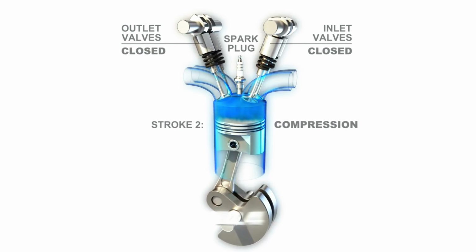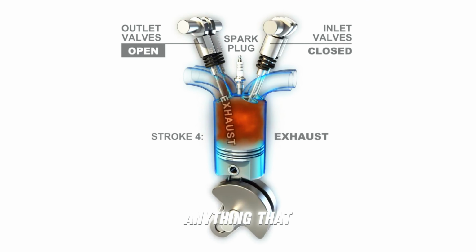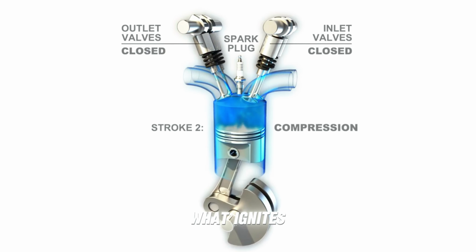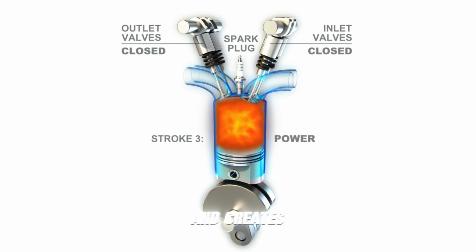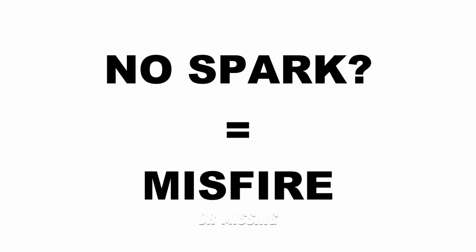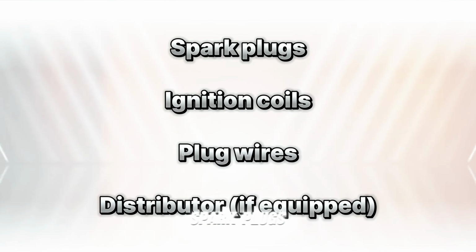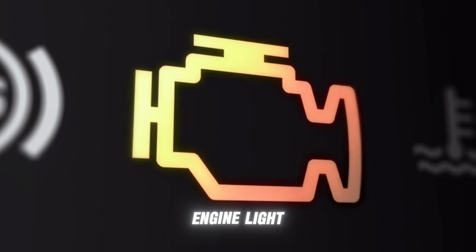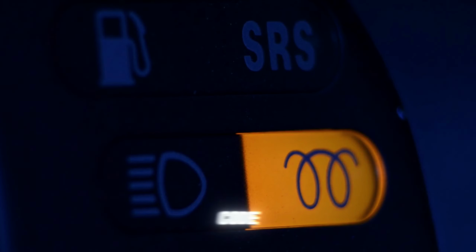Number 4. Look at the ignition system. Anything that disrupts spark will cause hesitation. Spark is what ignites the air-fuel mixture and creates power. If spark is weak or missing, you'll get misfires. Check these components: spark plugs, ignition coils, plug wires, distributor, if equipped. If misfires occur, your check engine light usually turns on and logs a code.